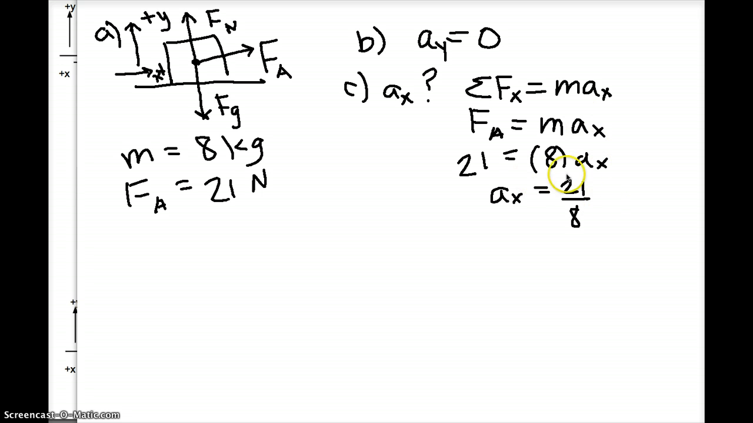And this gives me about 2.62 meters per second squared.